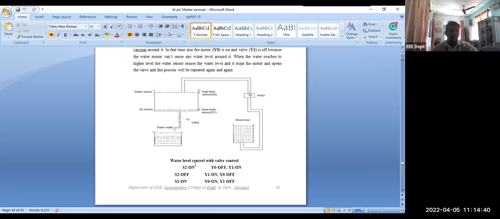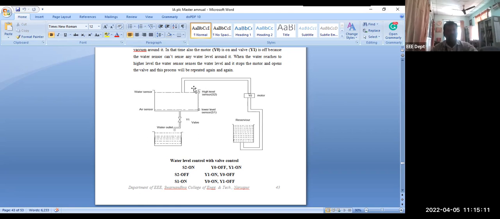First, in water level control with valve control, S2 is on, nothing but S2 is the higher level on. When S2 is on, Y0 is off, nothing but the motor is off, and Y1 is on, nothing but the Y1 valve is on. When S2 reaches high level, Y1 will be opened, so water is discharged like this, the water outlet. Next step, S2 is off.